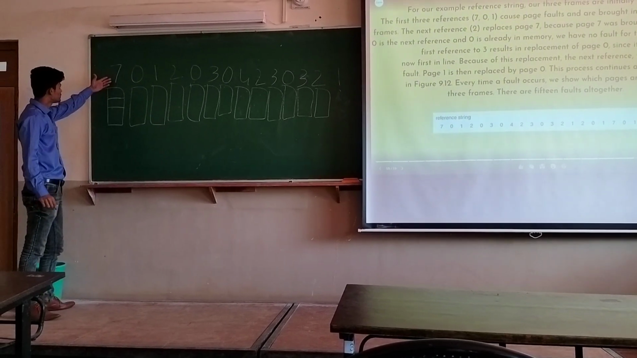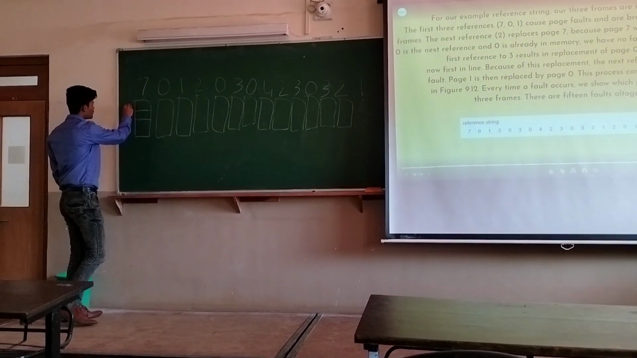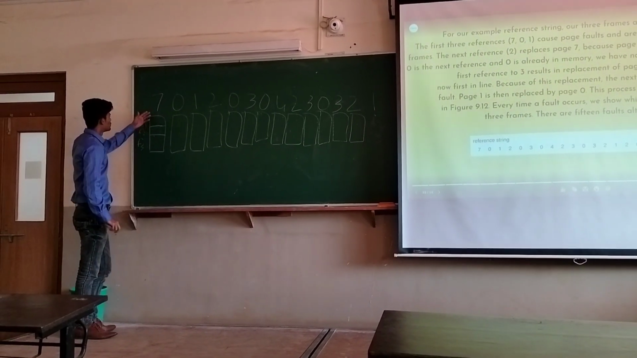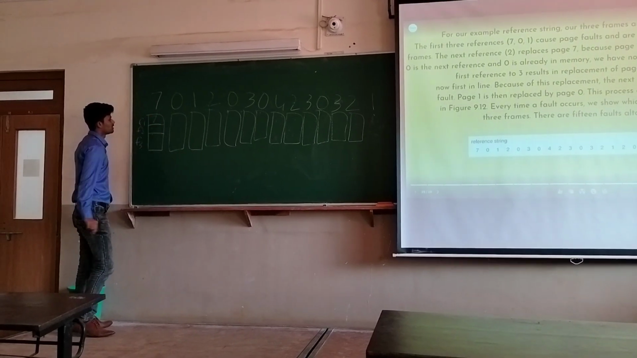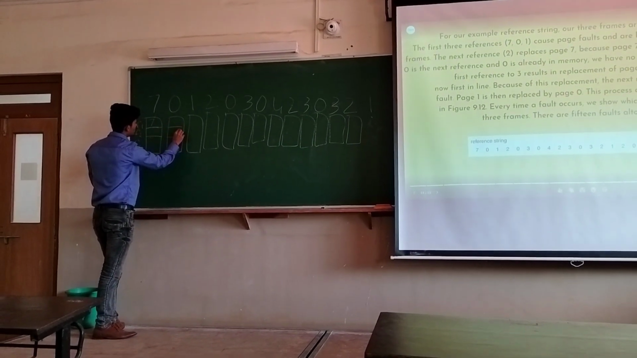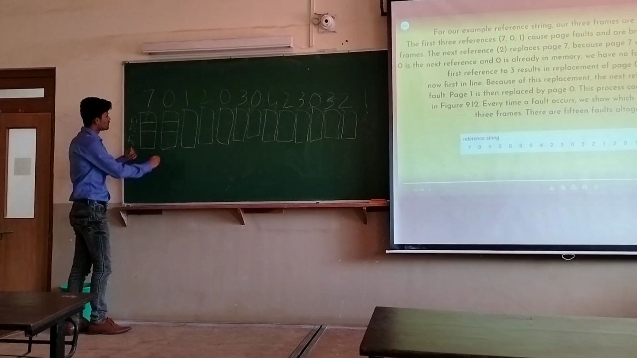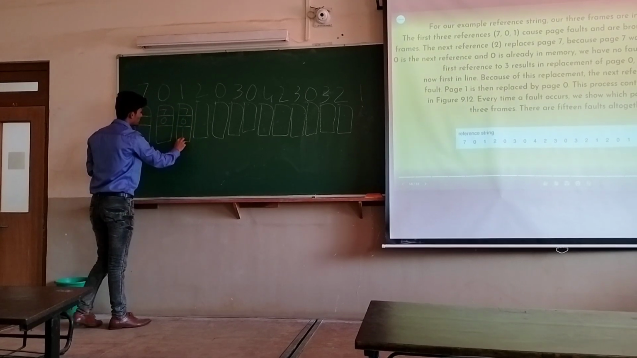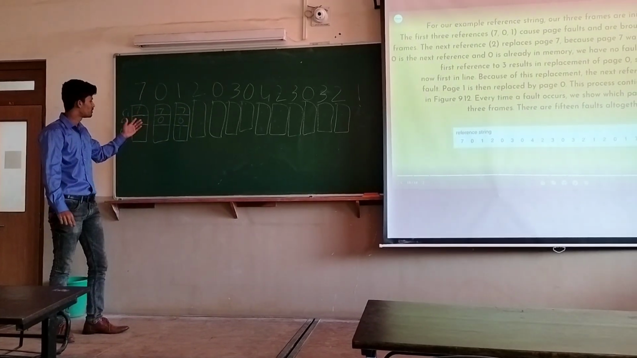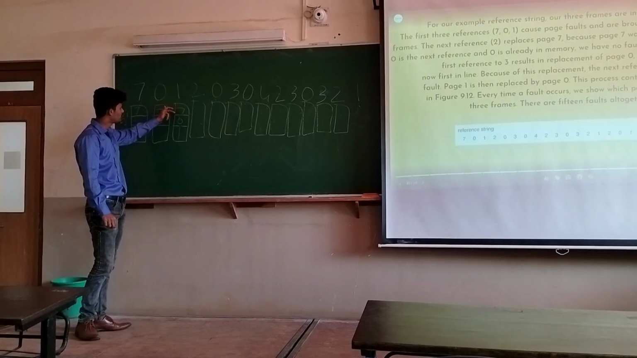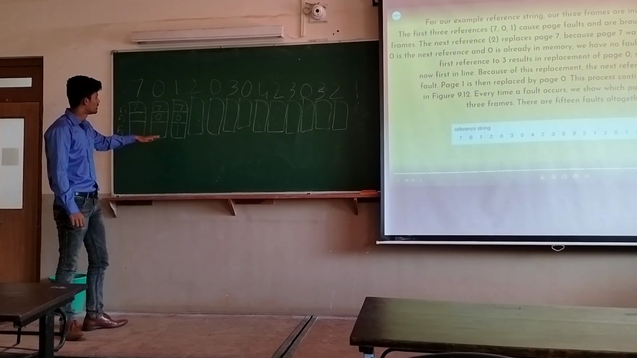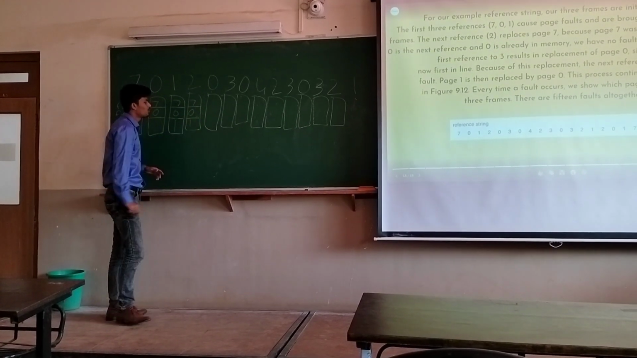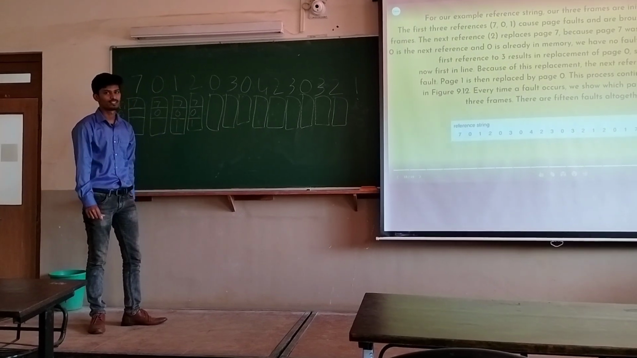Here the first page it wants is 7. We will consider these as frame 1, frame 2, frame 3. So the first page is 7, and we take 7 here. The next page is 0, then 1. Till now there is no problem. There were 3 frames, and we put those pages into these 3 frames. Now 2.